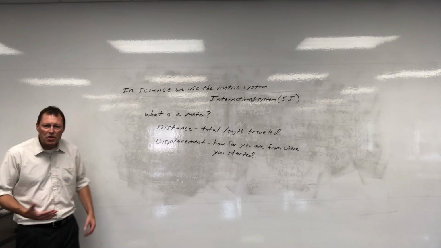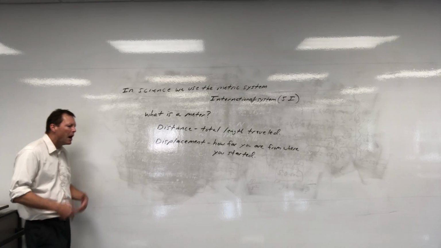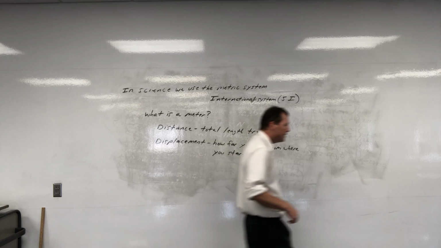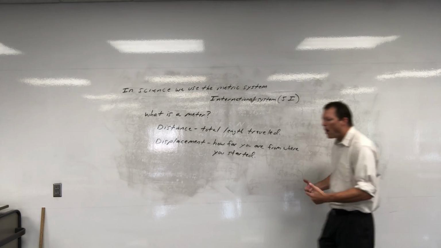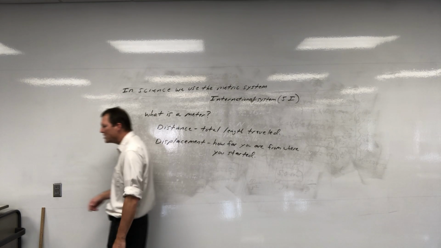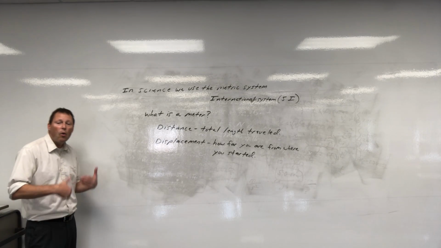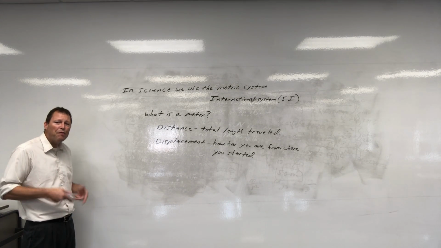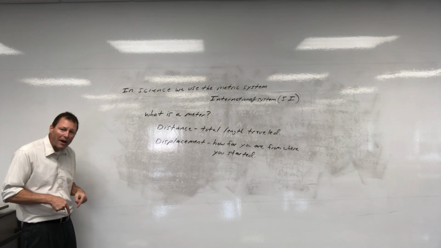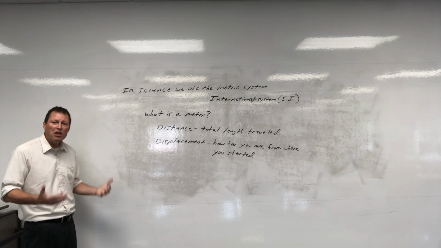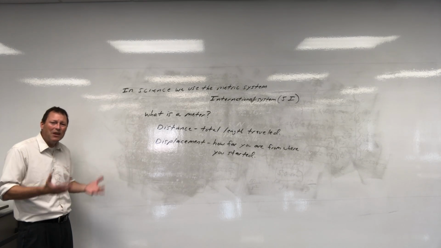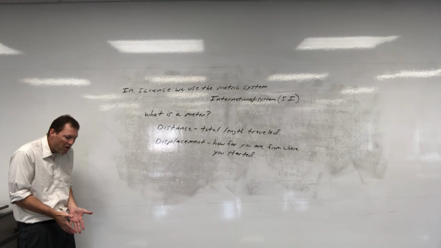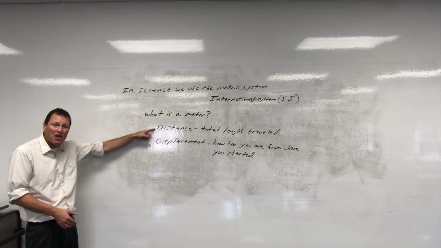Now let's go ahead and do this again. I'm going to start here. I'm going to walk 3 meters, stop, turn around, and walk 3 meters back to where I started. So now, what is my displacement? How far am I from where I started? 0. So in this case, my displacement is 0, because I'm back to where I started. However, my distance is actually 6.